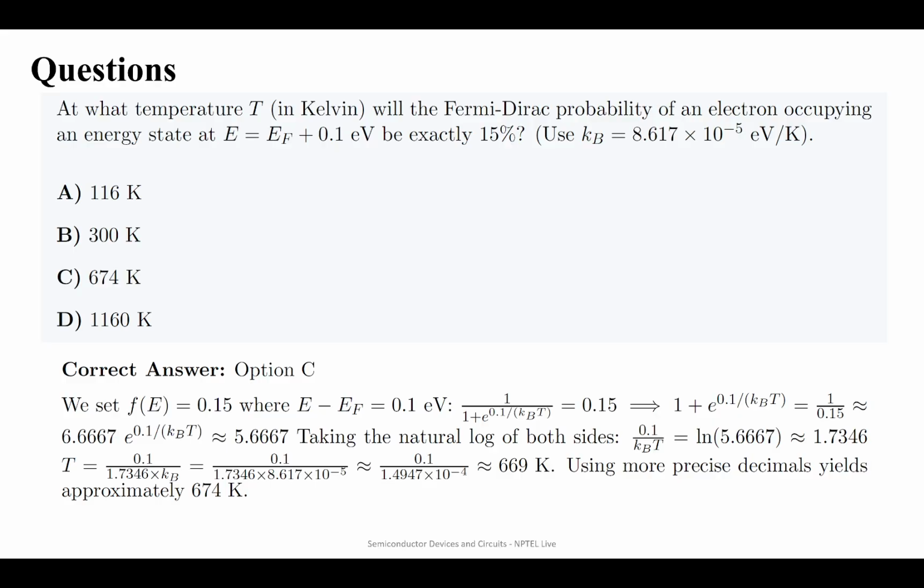So the correct answer is option C. So we said f of E equals 0.15, and we know E minus EF is 0.1 eV. This gives us e to the power 0.1 by kT equals 5.6667. So from here we can get the temperature approximately 669 Kelvin, which is roughly 674 Kelvin.